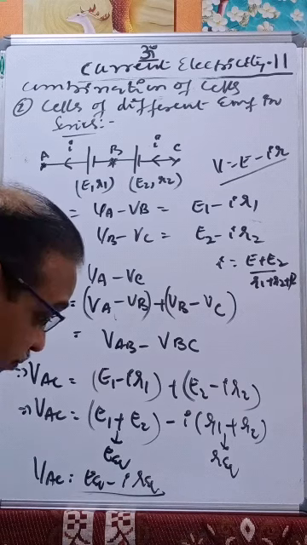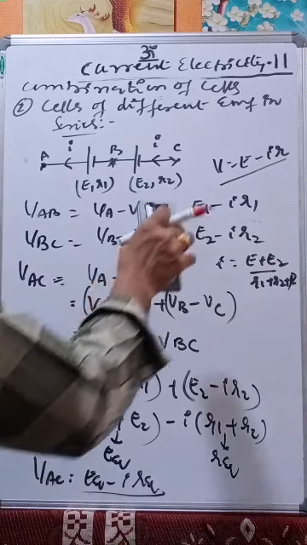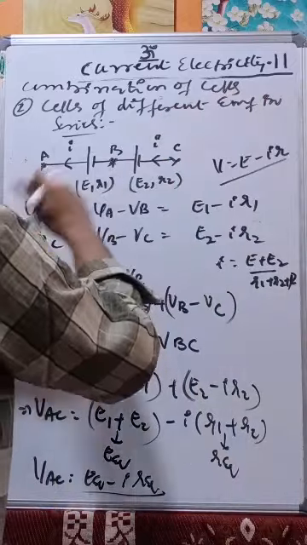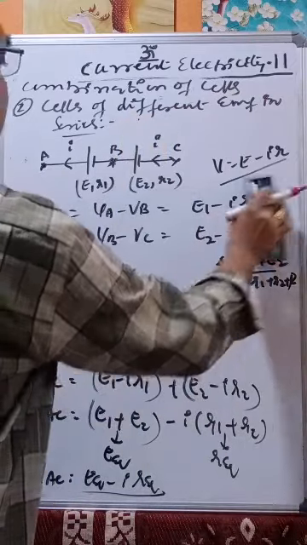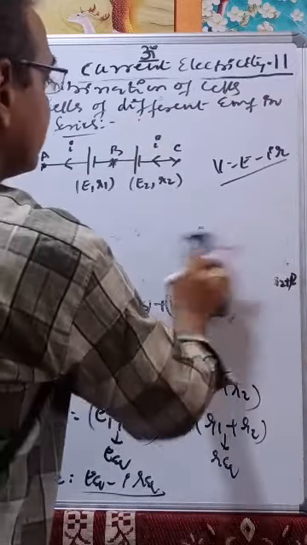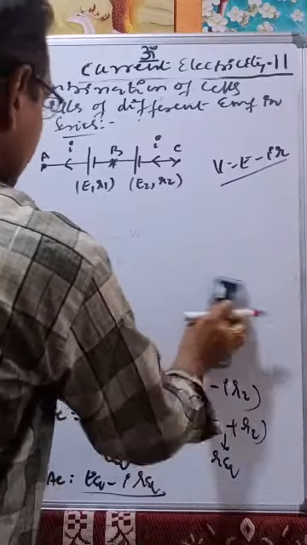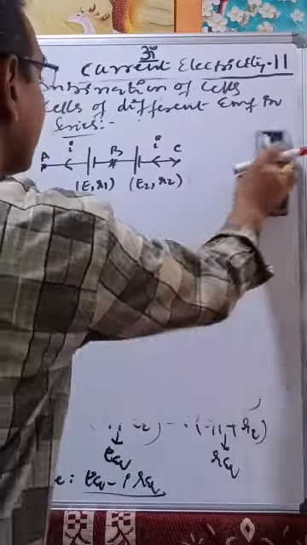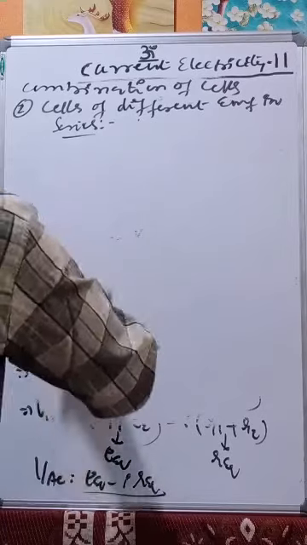This is series aiding. Now series opposition. What is series opposition? If a cell is reversed, then what happens? Series opposition.